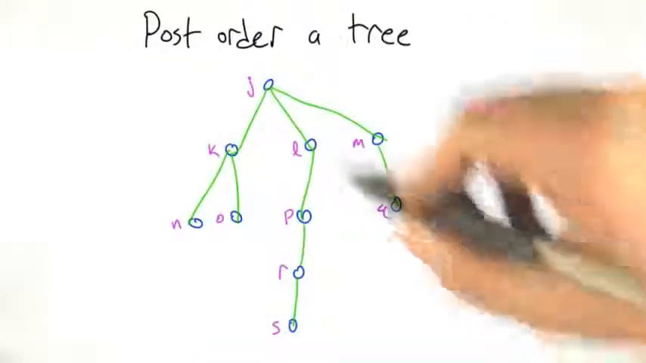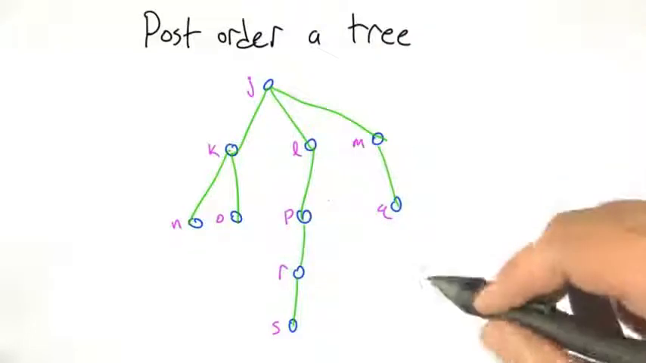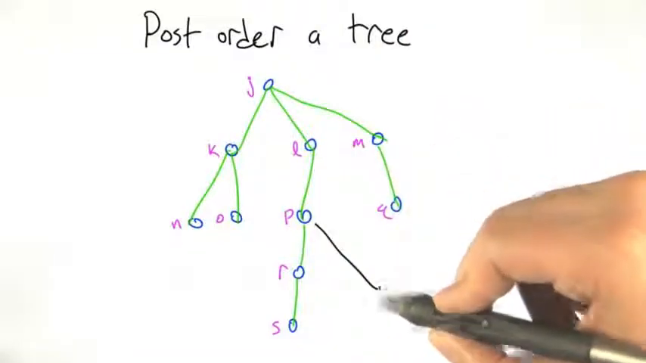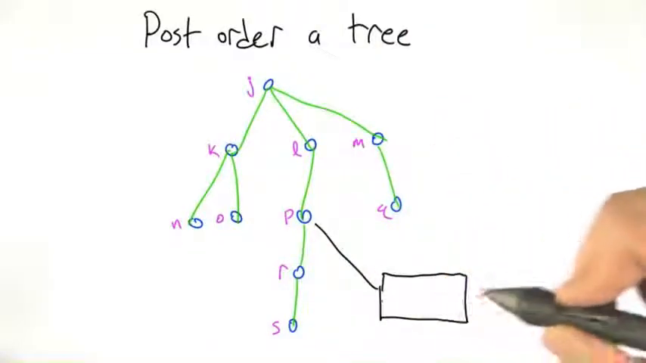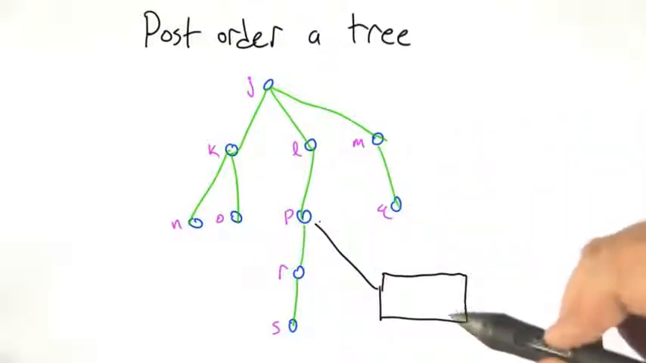So just to make sure that you're understanding that process, here's a different tree. This time the branching factor is a little bit different in some places. And I want you to post-order this tree and then type in this box the number assigned to node P once you've done that.